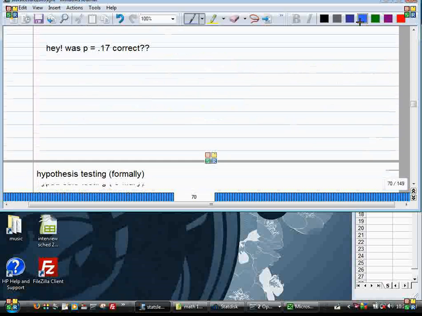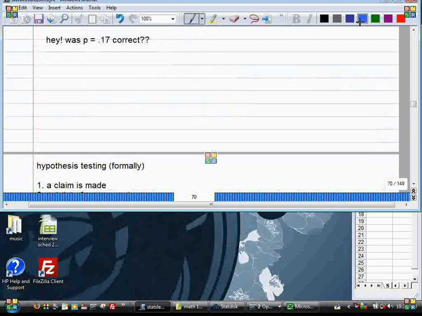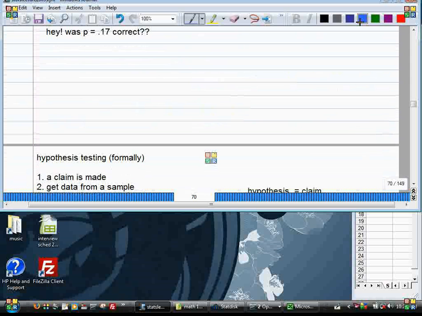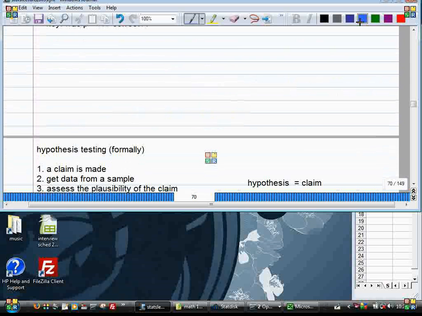Okay, so how do you do a hypothesis test? Step 1, a claim is made. Step 2, you get data from the sample. Step 3, you assess the plausibility of the claim. And let me also say that hypothesis and claim mean the same thing. So I'll use them interchangeably.